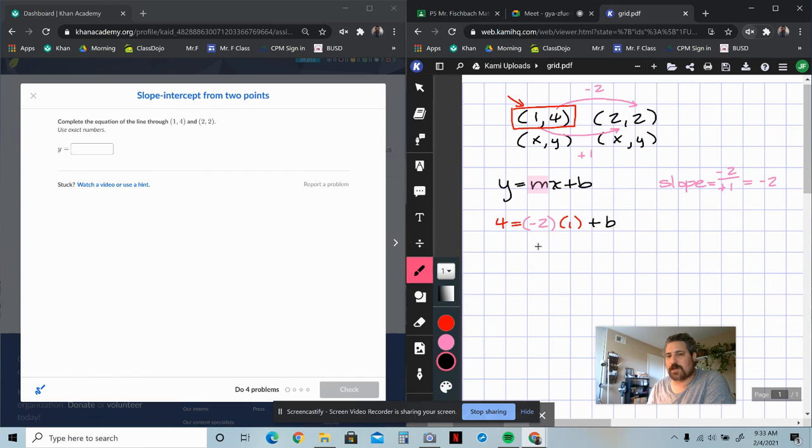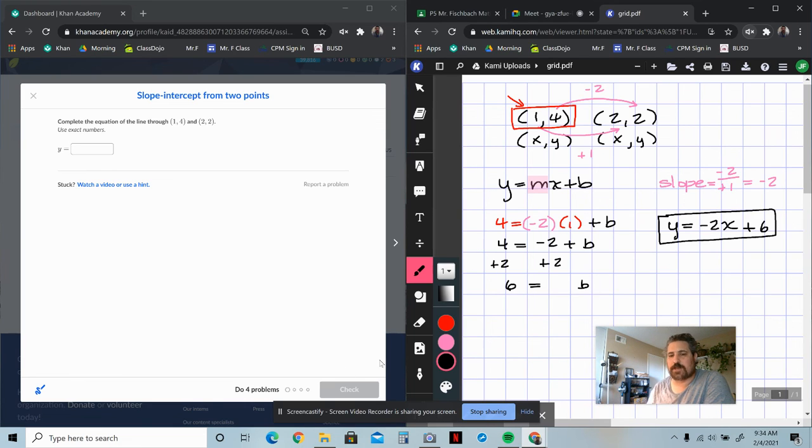So negative 2 times 1 is negative 2. So 4 is equal to negative 2 plus b. You want to solve for b. How do you undo minus 2? You add 2 to both sides. And you're going to get 6 is equal to b. So we know the y-intercept in this case is 6. And so now the full equation would be that y is equal to the slope, which is negative 2, times x, and then plus the intercept, which is 6. And this is your equation of a line.